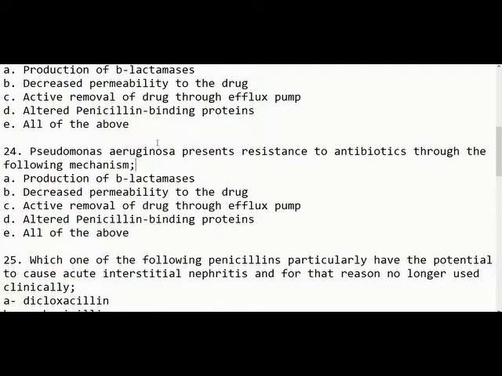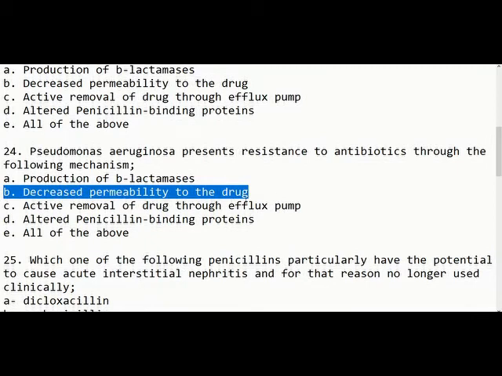So again in this MCQ we are asked about the resistance mechanism of Pseudomonas aeruginosa to our antibiotics. So these options are there, and the correct option in this is decreased permeability to the drug. Actually this bacteria called Pseudomonas aeruginosa, it actually resists the entry of the antibiotic into its cell. So the correct option is B, which is decreased permeability to the drug.